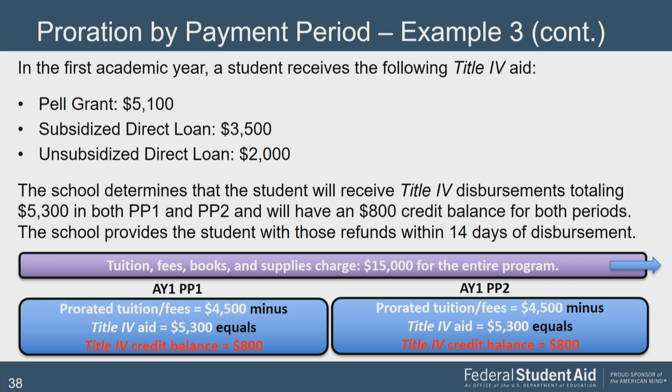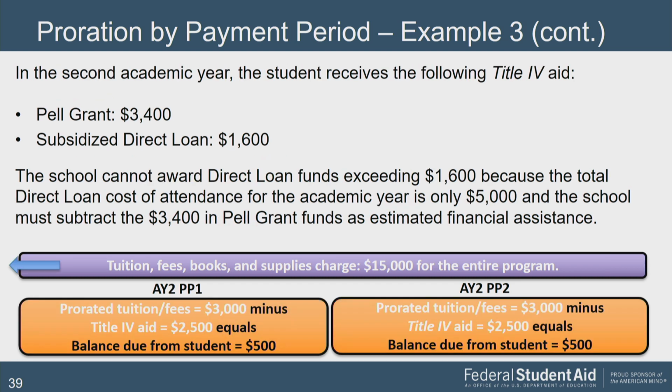Here we can see we have tuition and fees, books and supplies of $15,000 for the entire program. They were charged up front. We're going to have to prorate those charges for purposes of determining the credit balance. And we have prorated tuition and fees of $4,500 and Title IV aid of $5,300, giving us that Title IV credit balance of $800 in each of those payment periods associated with that first academic year. Let's go to the second academic year.